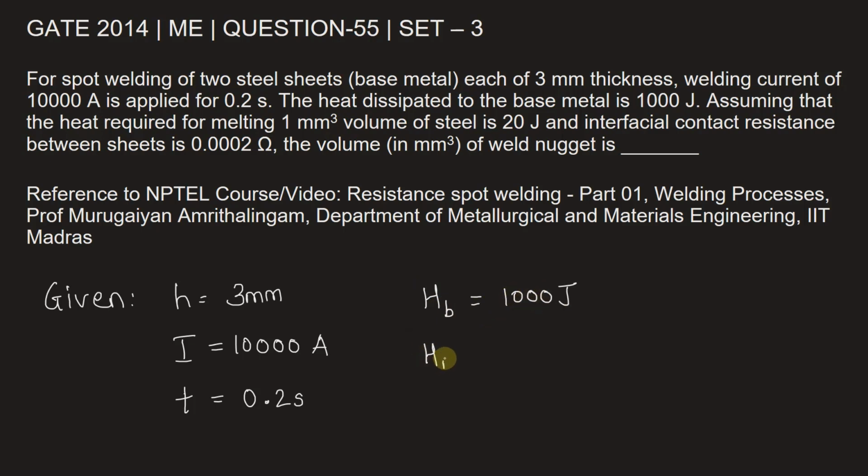It is given that for melting 1 millimeter cube volume, that means this is heat per unit volume, HM is equal to 20 joule. Resistance R is given to be 0.0002 ohm. We have to find the volume of weld nugget that is built. Let's see how this will be solved.